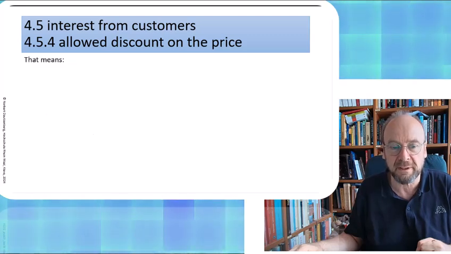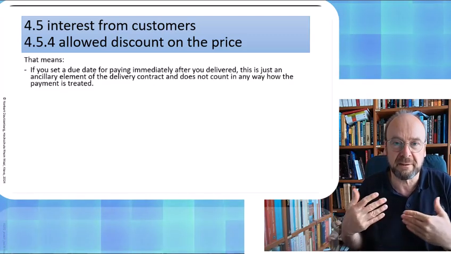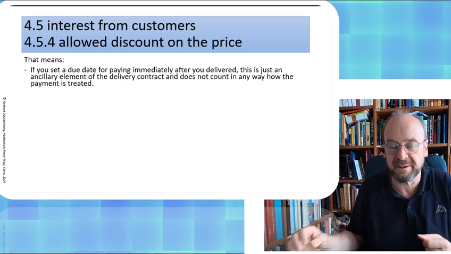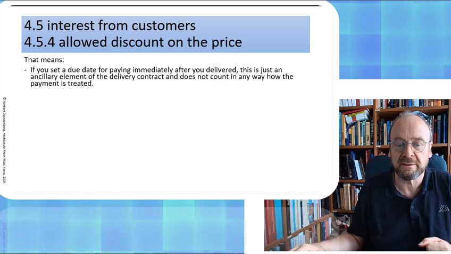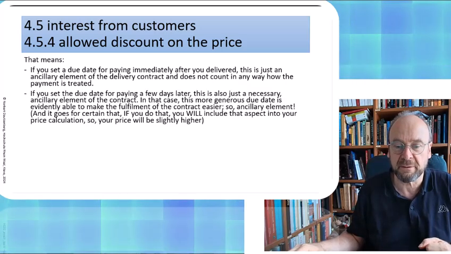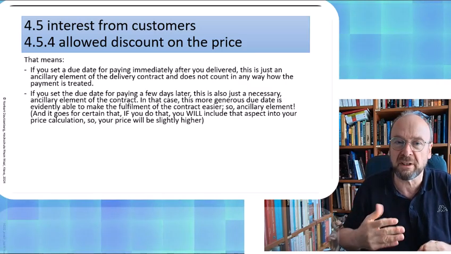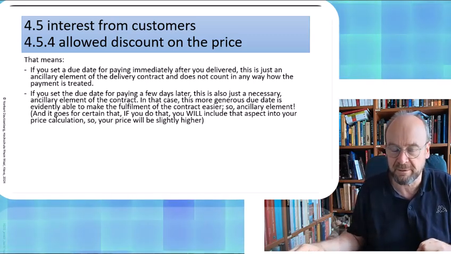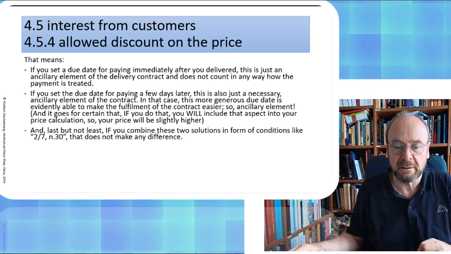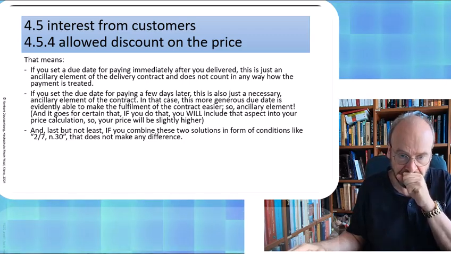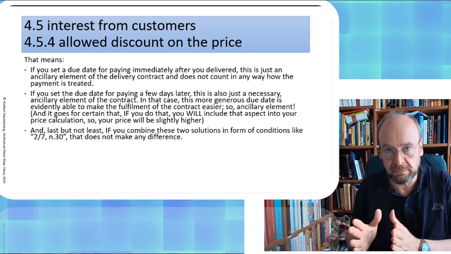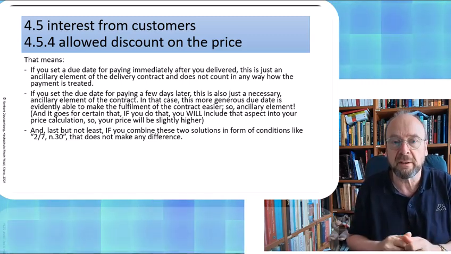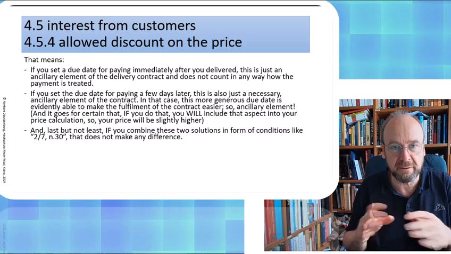It's all a part of the price for the underlying contract, the underlying delivery or service. There is no interest. So ancillary elements do not count. Everything you pay was paid for the machine, for the software program download, or whatever. So if you set the due date immediately without discount, great. If ancillary element, no interest at all.